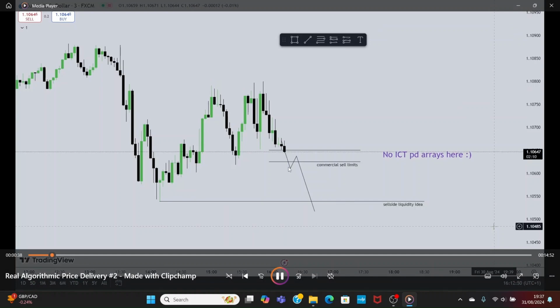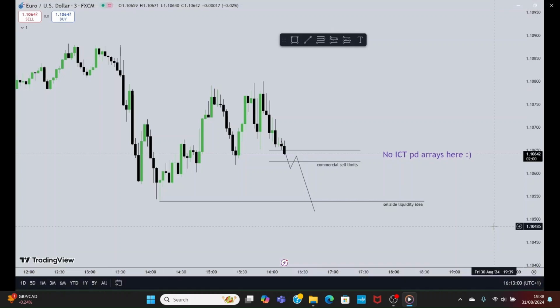And as soon as it passes this level, this price region is going to be populated with sell limits, which smart money are going to place their limit orders inside of this region. So we're going to run down there.